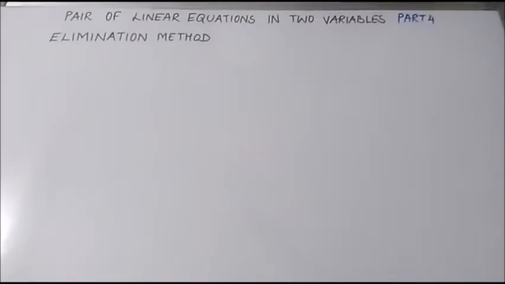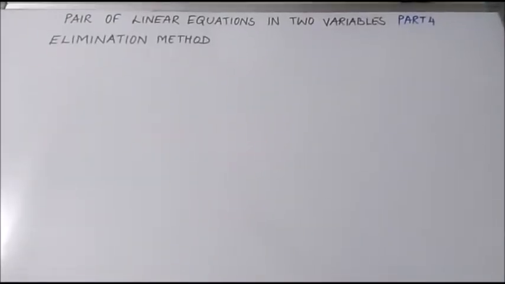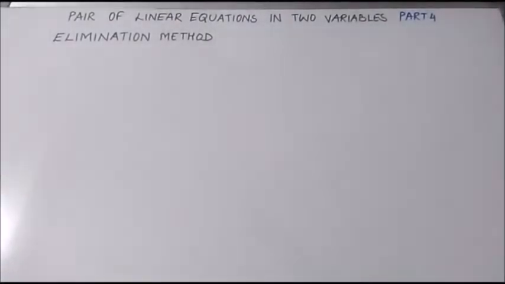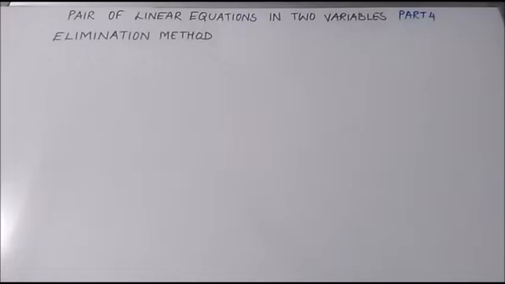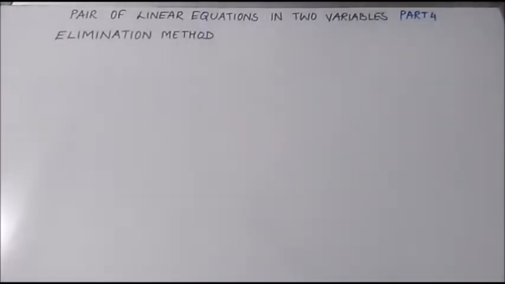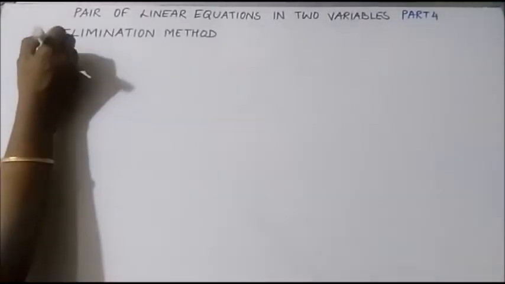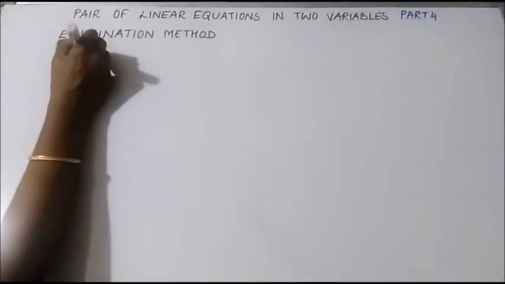Dear students, now let us do the second algebraic method of solving a pair of linear equations in two variables. That is the elimination method. We call this elimination method because we eliminate one variable first to get a linear equation in one variable. So let us take the first question.